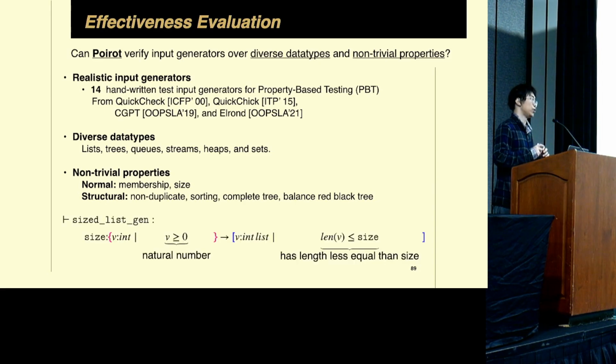Here I can show you an example of this specification. The list generator is required to output a generator that covers all lists whose length is less than or equal to the given size.